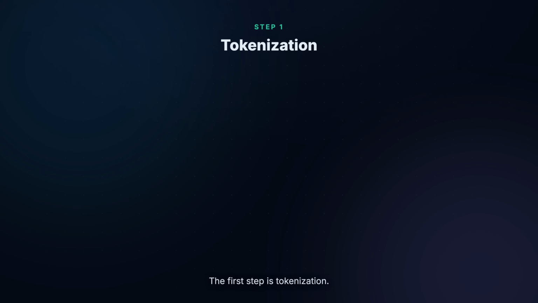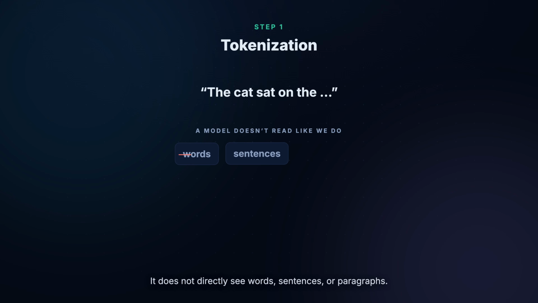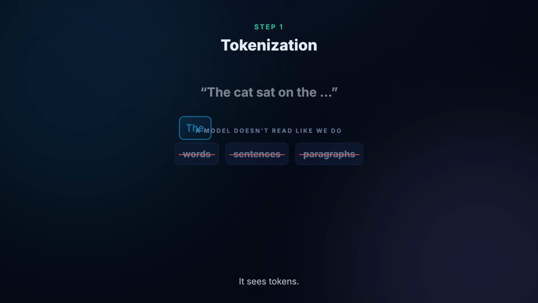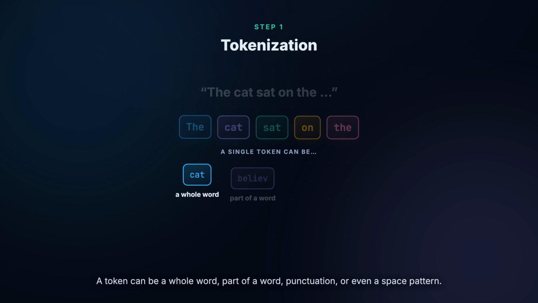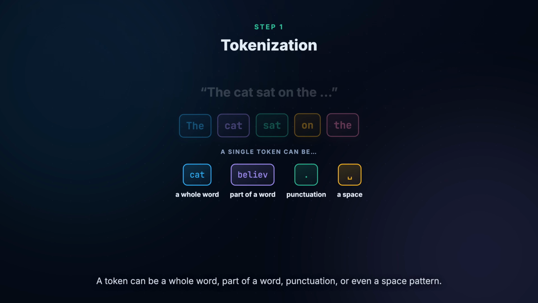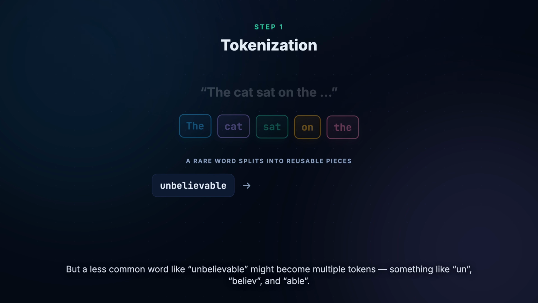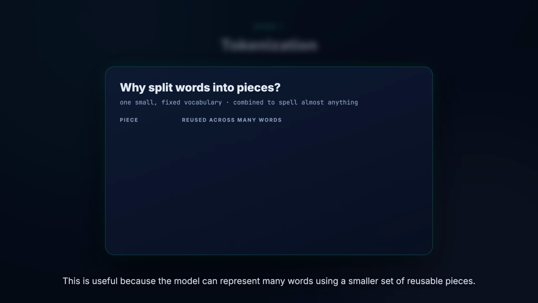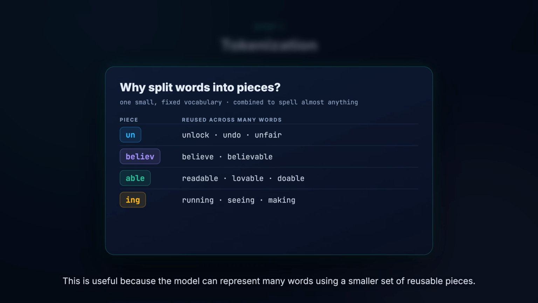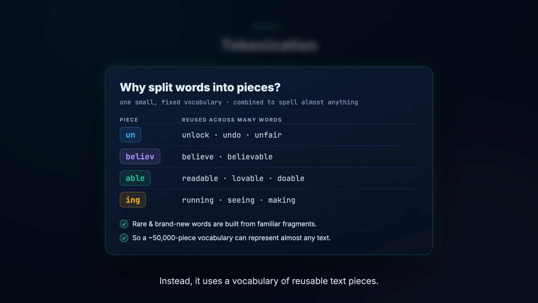The first step is tokenization. A model does not read text the way humans do. It does not directly see words, sentences, or paragraphs. It sees tokens. A token can be a whole word, part of a word, punctuation, or even a space pattern. For example, a common word like cat might be one token, but a less common word like unbelievable might become multiple tokens, something like un, believe, and able. This is useful because the model can represent many words using a smaller set of reusable pieces. Instead, it uses a vocabulary of reusable text pieces.